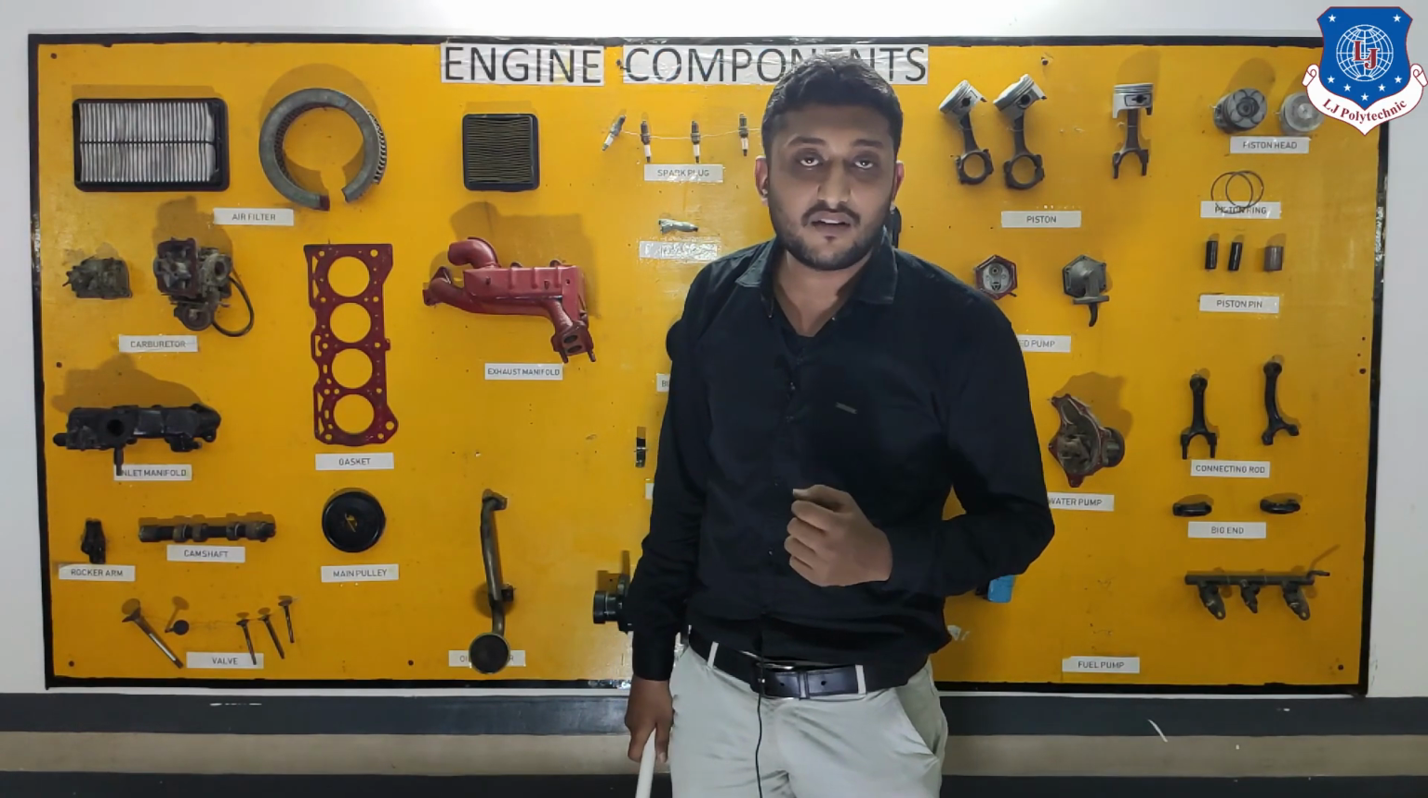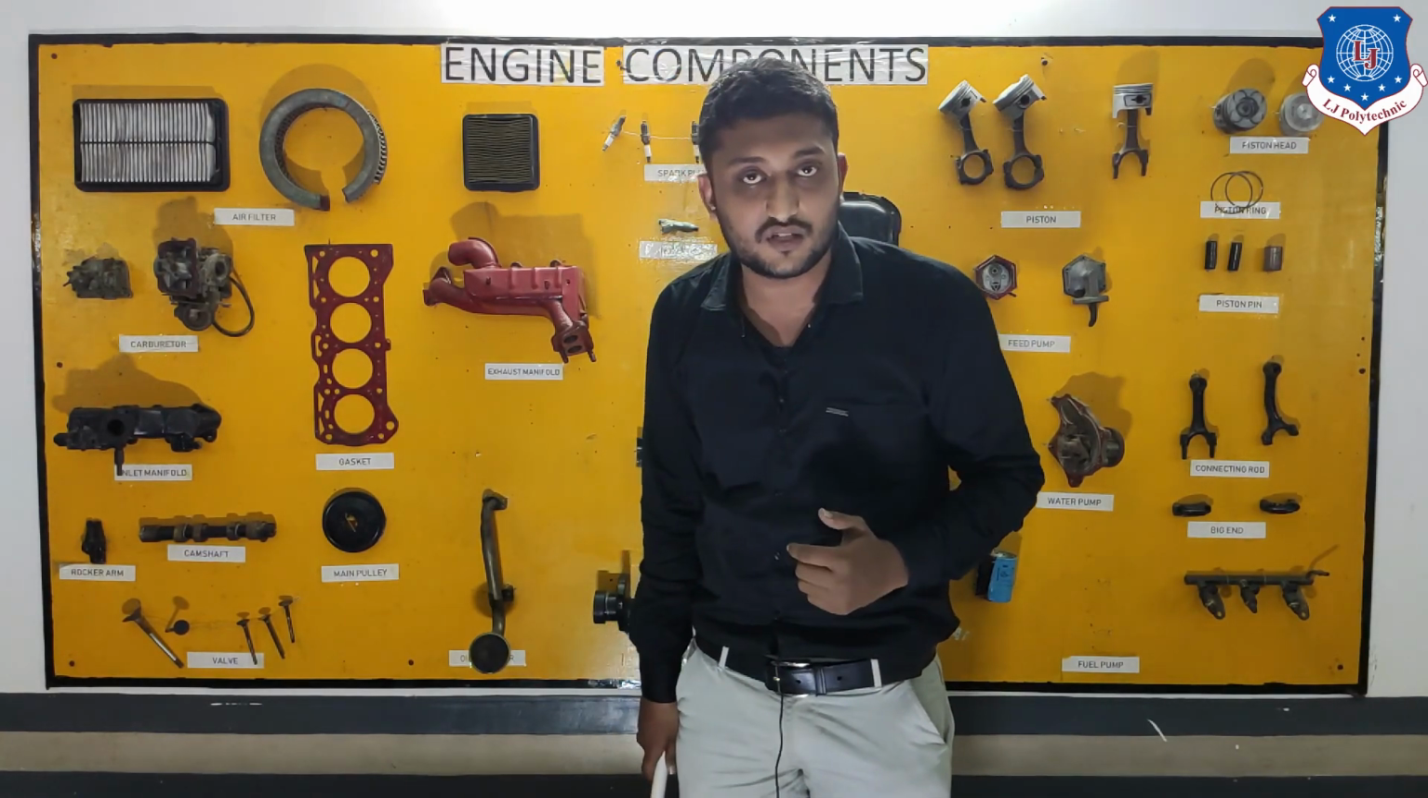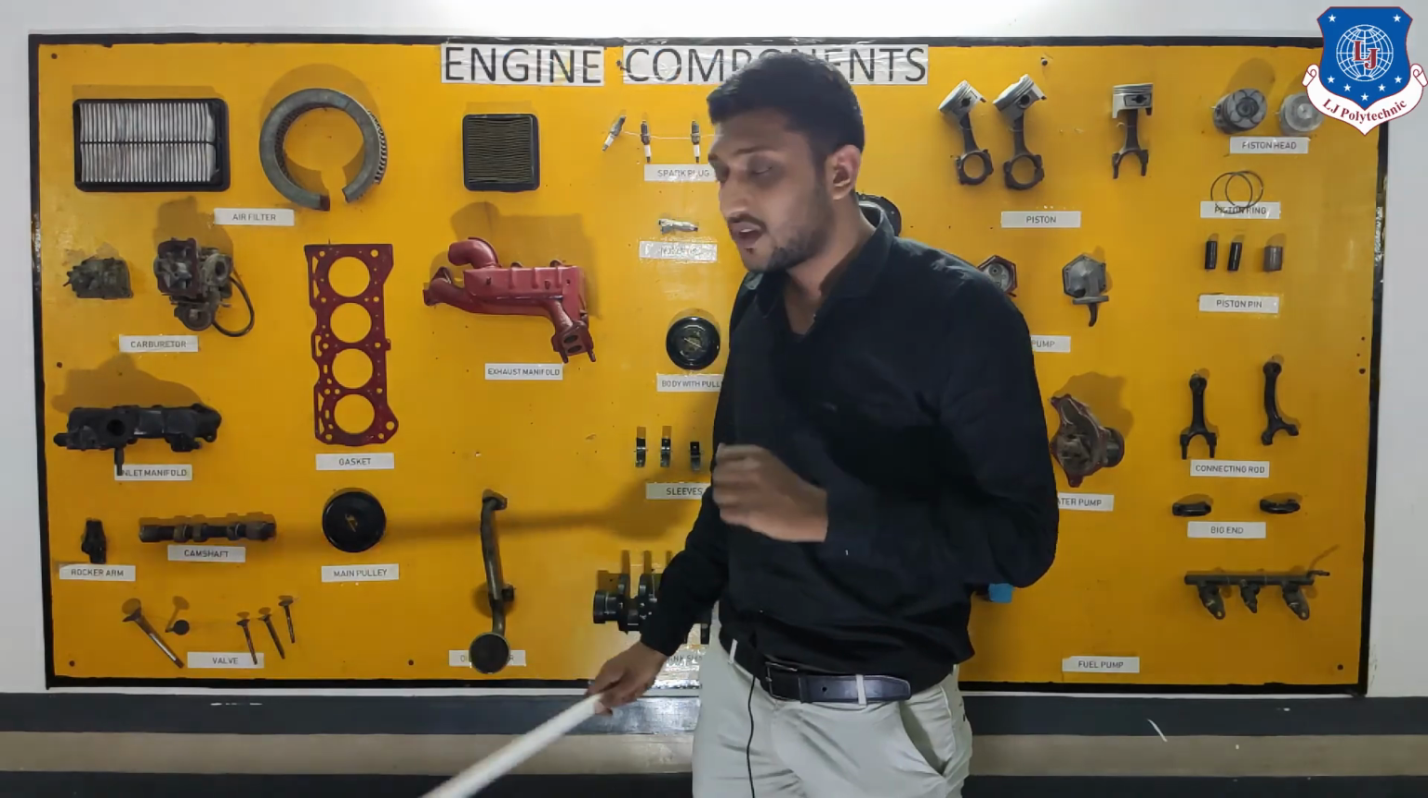Here you can see valves. Generally in internal combustion engines there are two types of valves. First, the inlet valve, and second, the exhaust valve. The inlet valve allows the air and fuel mixture to enter the combustion chamber, and the exhaust valve allows the ignited air and fuel mixture to be liberated outside the combustion chamber. So that is the function of the valve.